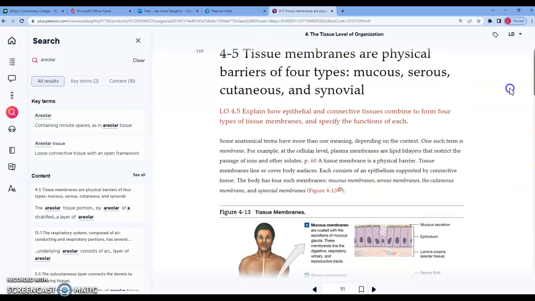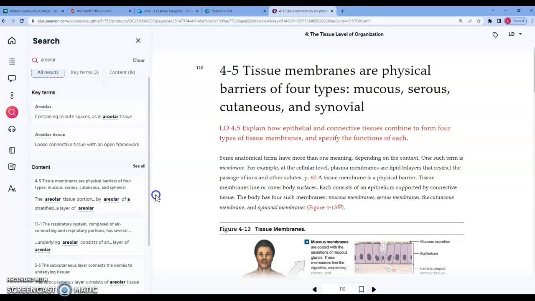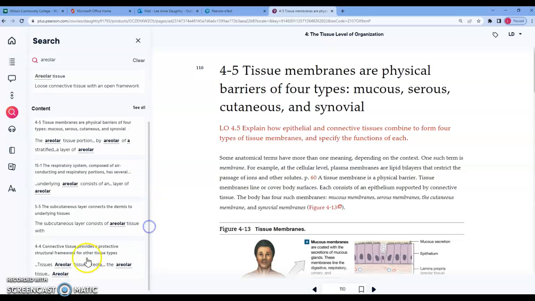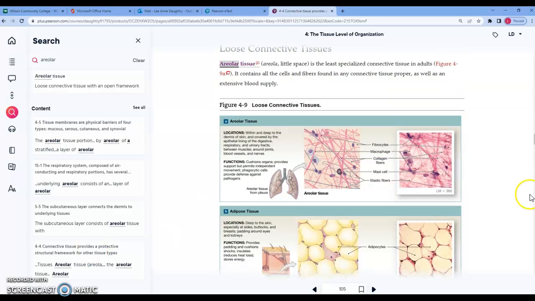And this is actually tissue membranes. So I want to try another section. I want to go to the section that, here we go. Section 4-4, connective tissue provides a protective structural framework. And this will talk about the different types of connective tissue. So the hard part is finding where to go, because when you search, you're given all these choices. But this is your areolar tissue.